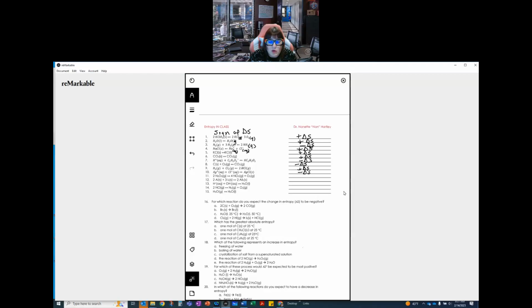2 N2O5 goes to 4 NO2 plus O2. We're going from 2 moles of gas to 5 moles of gas. That is a favorable process, so that would be a positive delta S. Okay.